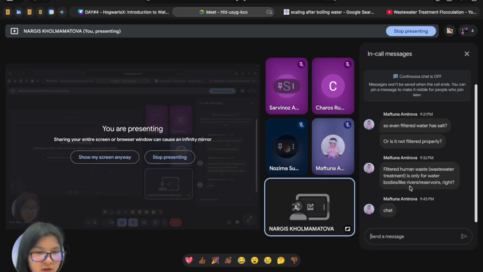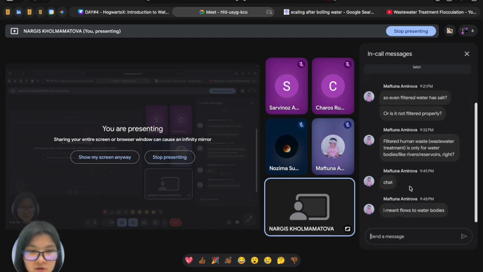So the next question: filtered human wastewater is only for water bodies like rivers, reservoirs, right? Filtered human waste. You mean, once we treat the wastewater, we pour it only to rivers? I meant flow to water bodies. So basically, yes. Once we treat the wastewater, then usually we discharge it to some river, because this is too much water. We do not need it, and we just discharge it to the river.